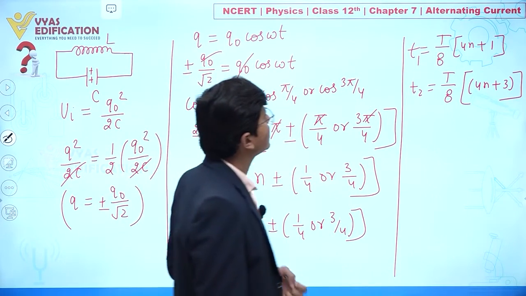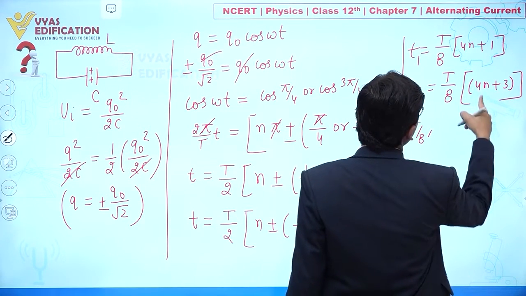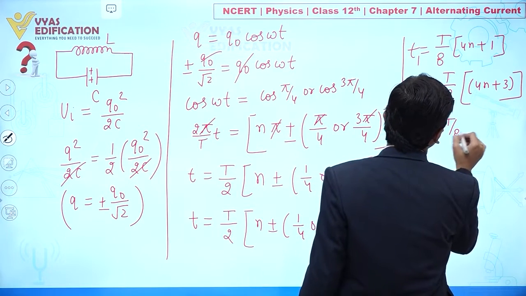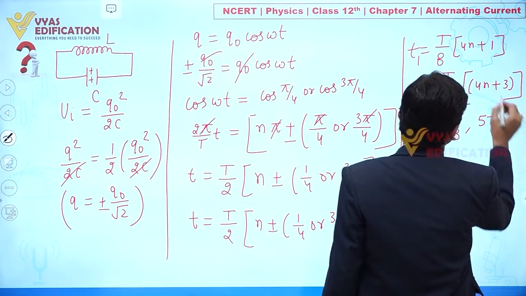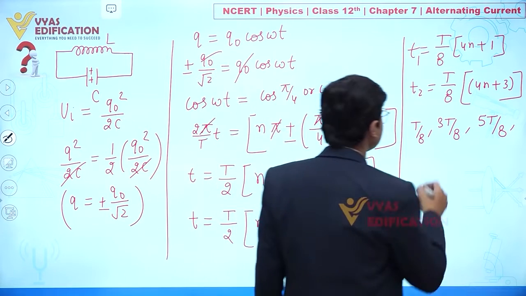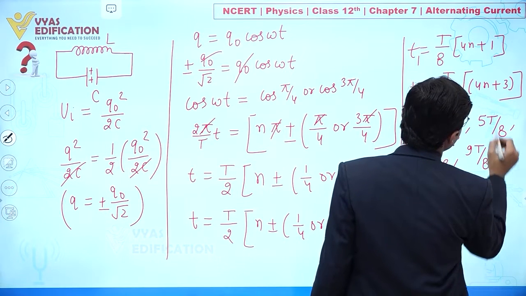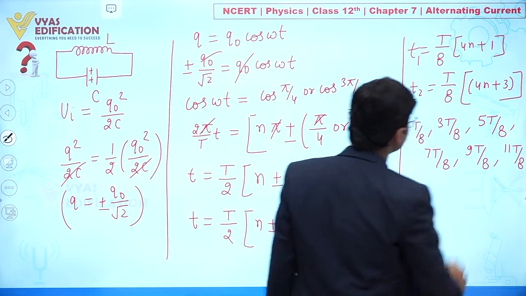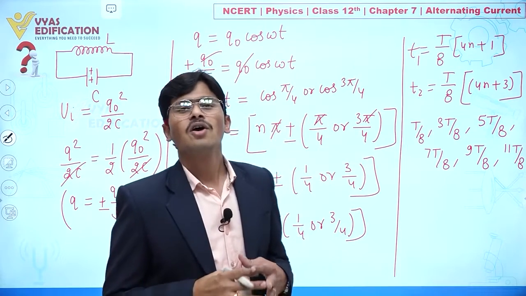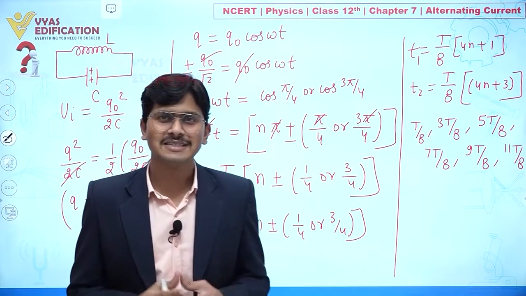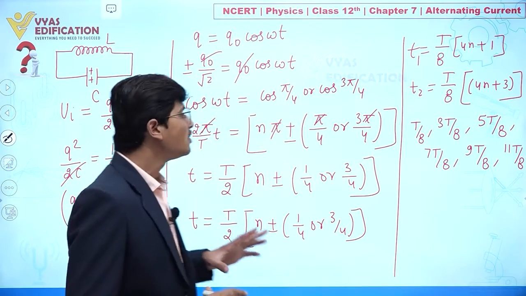If you place n equal to 0, you get the times T by 8 and 3T by 8. If you place 1, you get 5T by 8 and 7T by 8, and if you place 2, you get 9T by 8 and 11T by 8. These are the times at which the energy stored in the capacitor or inductor is half of the total energy present. This is a very good, very conceptual part.